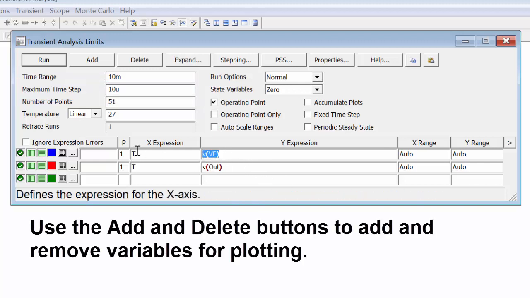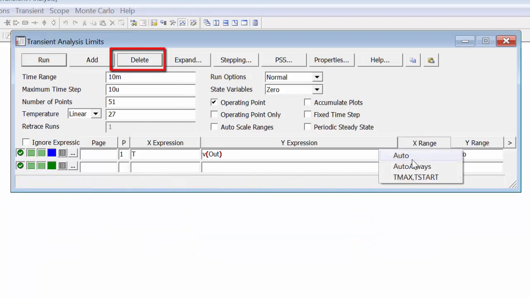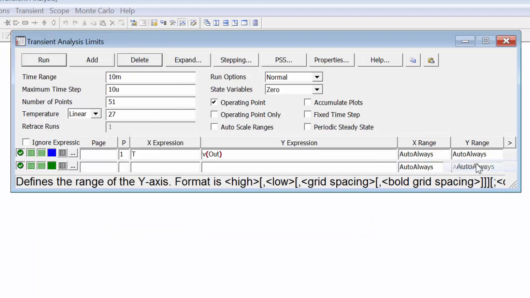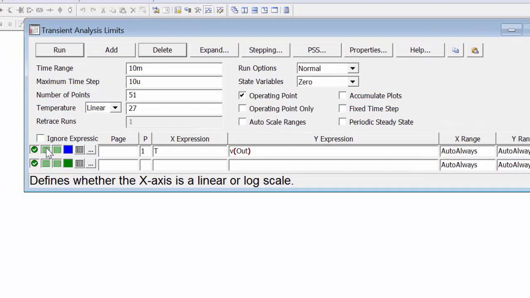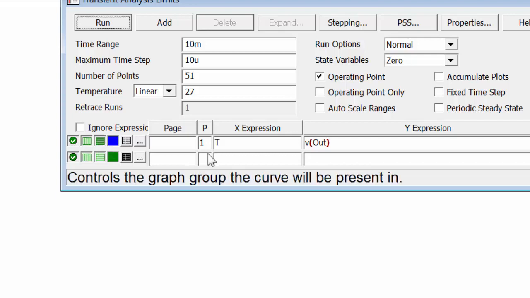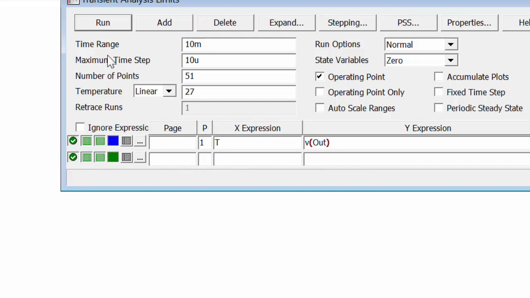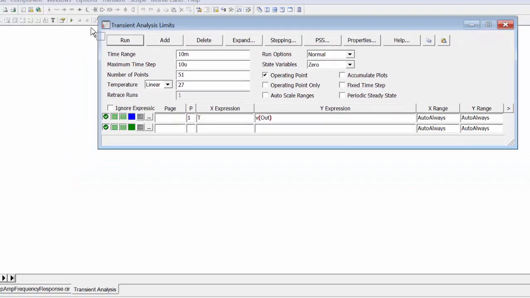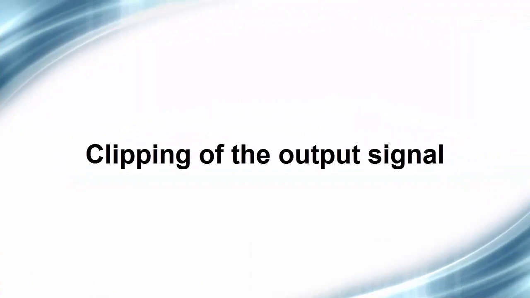We are only interested in the output voltage. I can click delete. I will choose X range auto always and Y range auto always. If you look at the vertical and horizontal lines on the left next to the check mark, these determine if the x-axis is going to be a log scale or a linear scale. Since we're plotting a transient response, that is a response versus time, it's probably best to keep these as linear figures. Alright, let's now run this simulation.